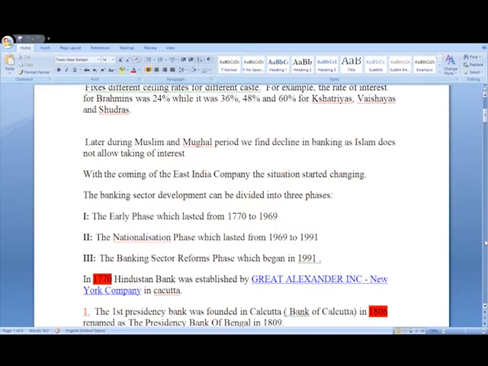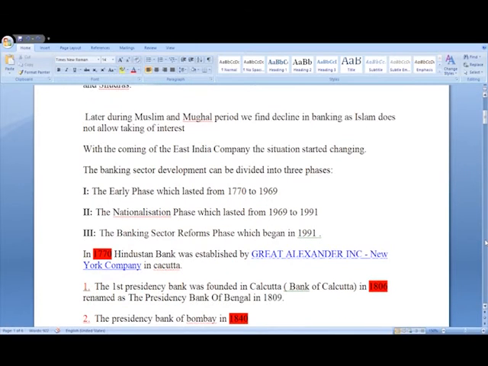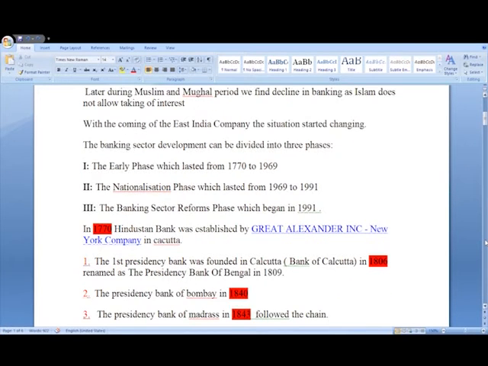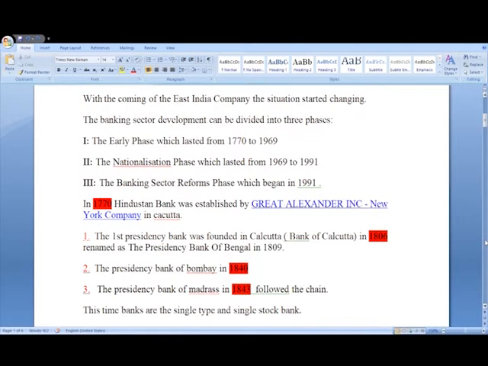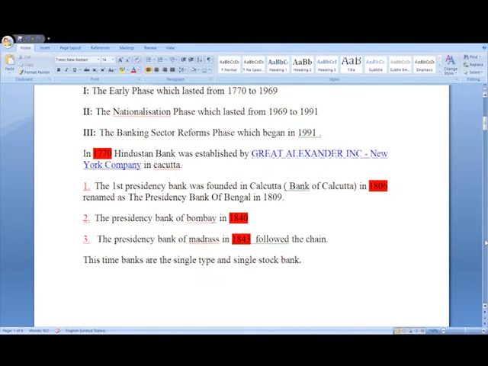1. The early phase, which lasted from 1770 to 1969. 2. The nationalization phase, which lasted from 1969 to 1991. 3. The banking sector reforms phase, which began in 1991. In 1770, Hindustan Bank was established by Alexander and Company in Calcutta.